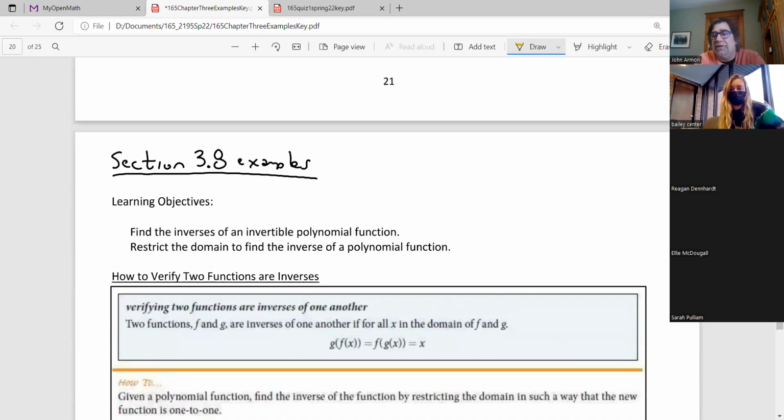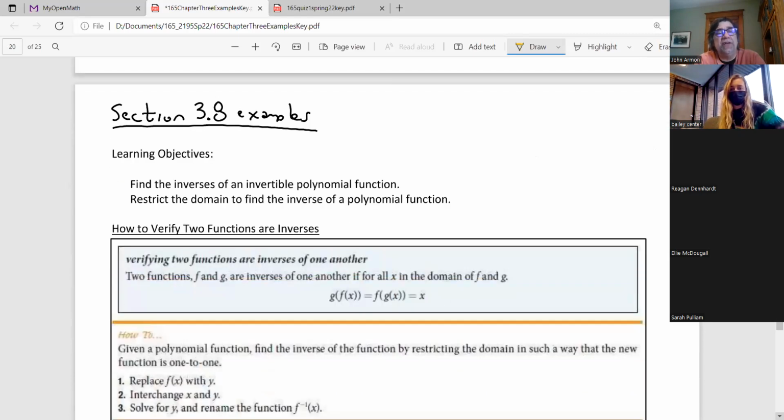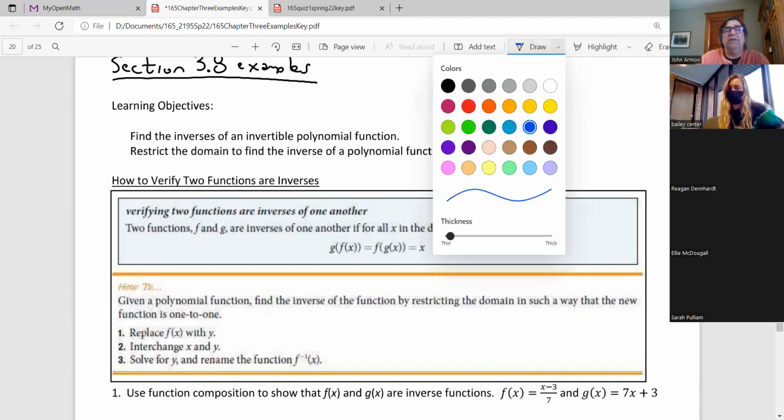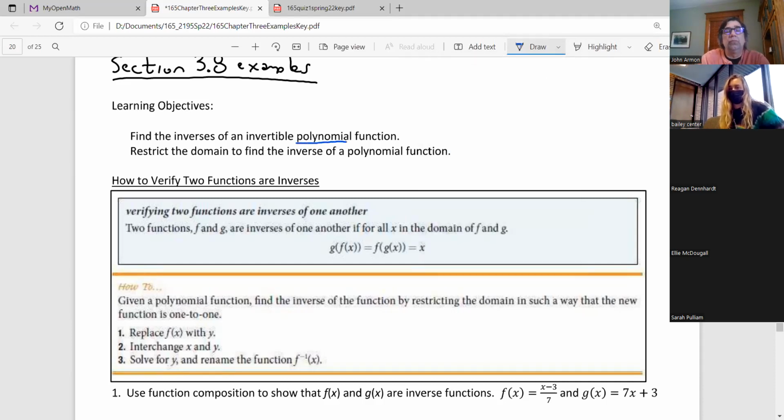I don't think it's going to take us a long time to get through this section here, section 3.8. It's mostly reviewing the definition of a one-to-one function, idea of an inverse. But if you look at the objectives here, it's really focusing on polynomial functions and saying which one of those are invertible and which ones are not. Well, if you remember our toolkit functions, only 2 of these are invertible.